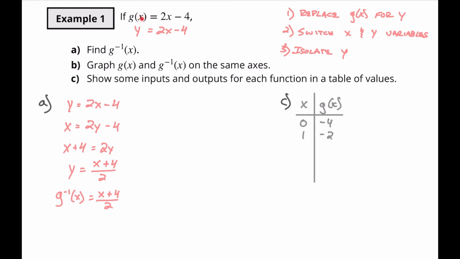Let's say I put a value of 3 into here. All right, so I'm going to have 2 times 3 is 6, minus 4 is 2. So we're going to have 3 and 2.